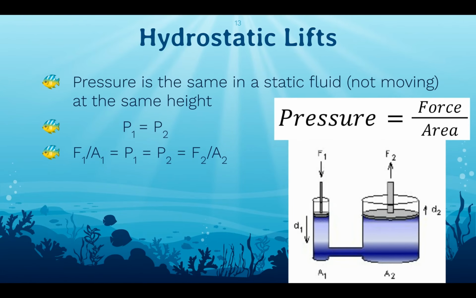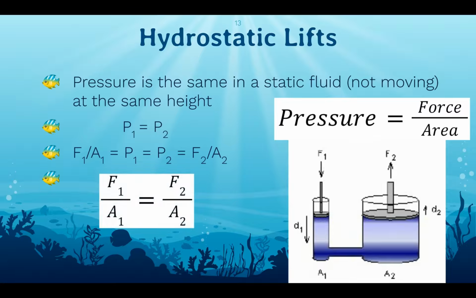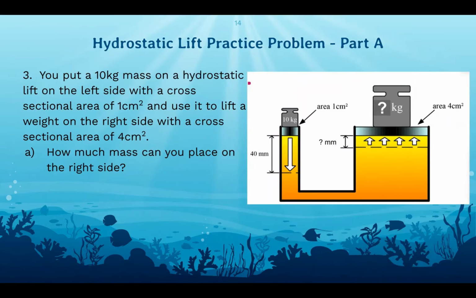And then if you remember, pressure is equal to force over area. So pressure 1 would be equal to force 1 over area 1, and pressure 2 is equal to force 2 divided by area 2. If we simplify this, we get force 1 over area 1 is equal to force 2 over area 2. And so the whole idea of this hydrostatic lifts is the pressure is the same on both sides.